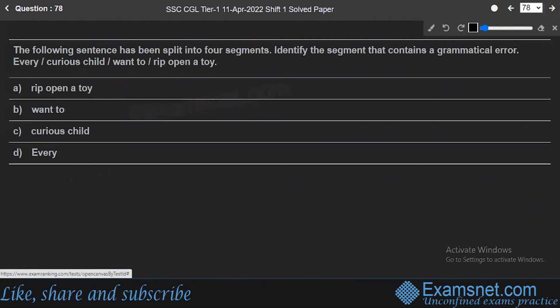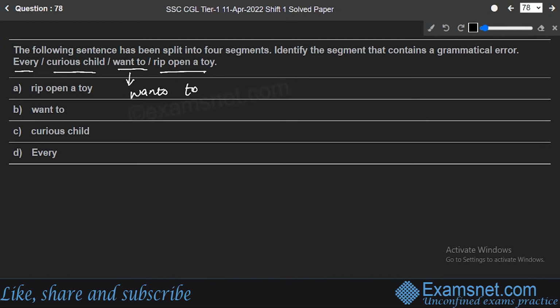All right. Next is question number 78. The following sentence has been split in 4 segments. Identify the segment that contains a grammatical error. Let's see. Every curious child want to rip open a toy. So the correct answer, which is the incorrect one. See, the given sentence is grammatically incorrect. Here it should be wants to. Every curious child wants to rip open a toy.